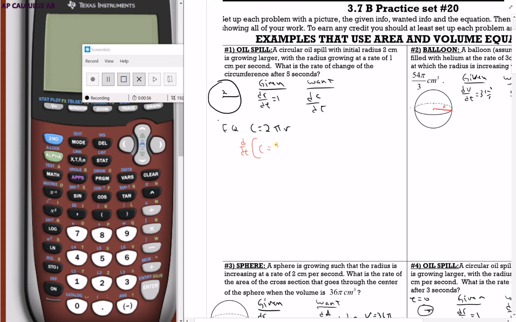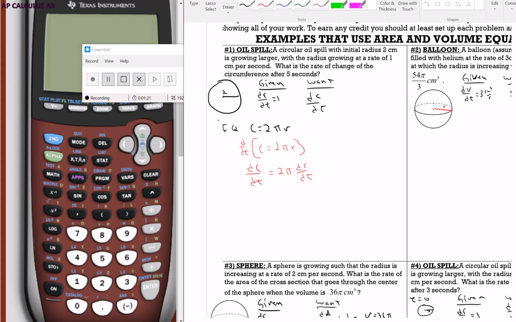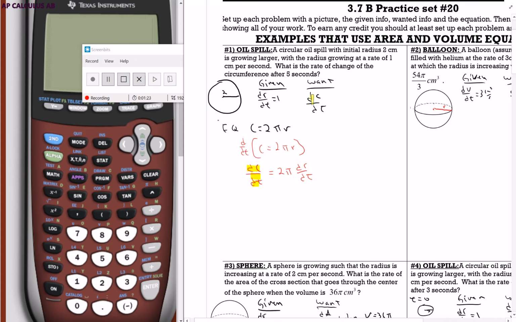We're taking the derivative, and we do this. d dt of c is dc dt, right? This says the rate of change of c with respect to t. And then we take the derivative of the right hand side, which 2 pi is just a constant, so it just stays out there, 2 pi. And then we take the derivative of r with respect to t, which gives us dr dt, right? And the thing that we want here is the dc dt.